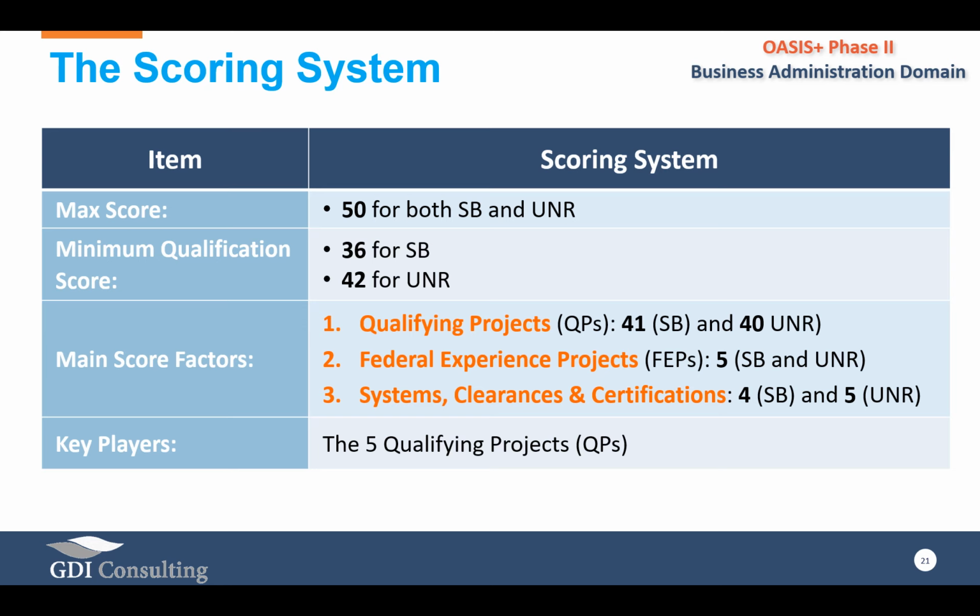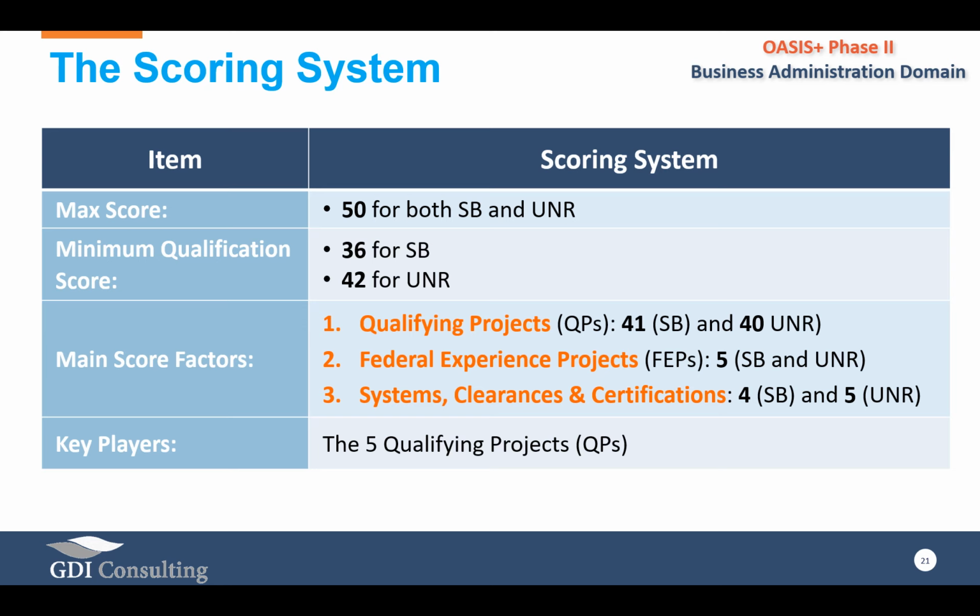Okay, so we are going to discuss the scoring system specific to the business administration domain from here on. So overall, there are 50 points for both small business and unrestricted. This is the maximum score you can get. Now, if you get 36 for small business or 42 for unrestricted, and above that, you are qualified to be awarded. So that's the threshold. That's the important threshold you want to make sure that you're above those numbers.